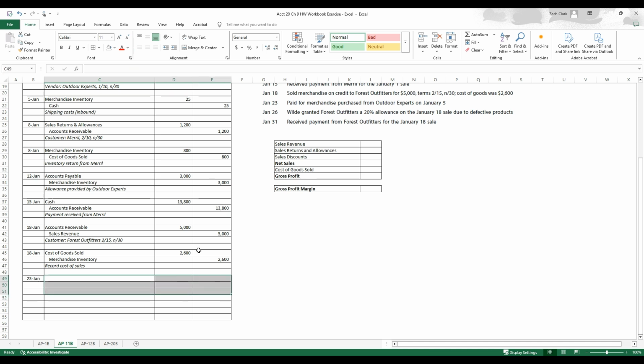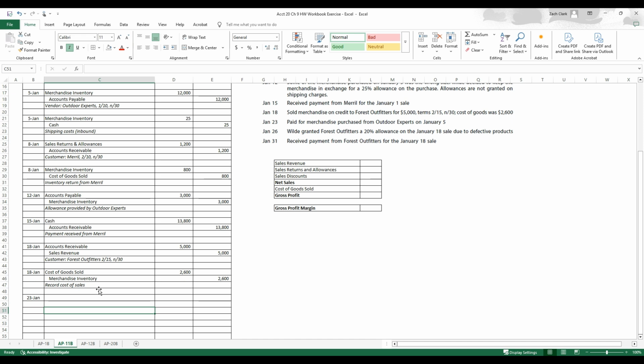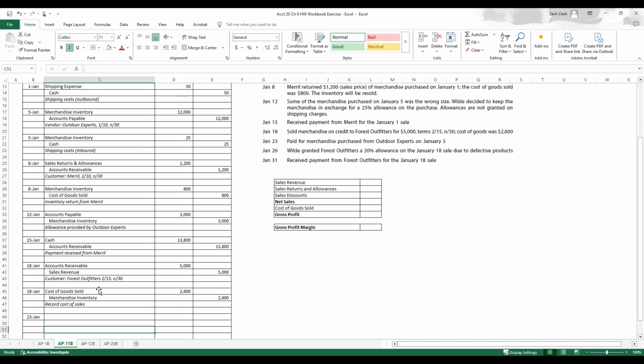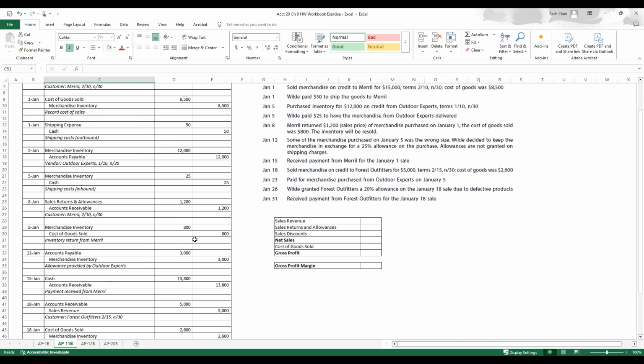I'm just going to delete this and start fresh because we need to figure out, it might not be a 2-line entry. It might be a 3-line entry. And I'll show you that here if we're able to take a discount because we paid within the discount period. So again, we're paying on, it was January 5th, and they said you can have a 1% discount if you pay us within 10 days.